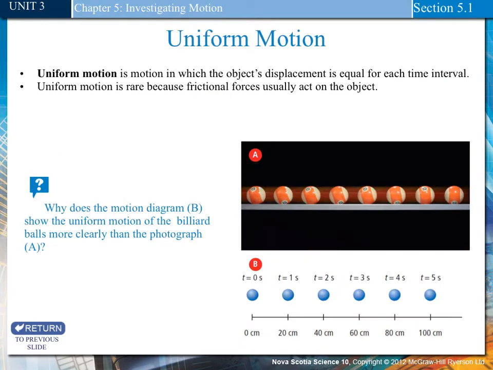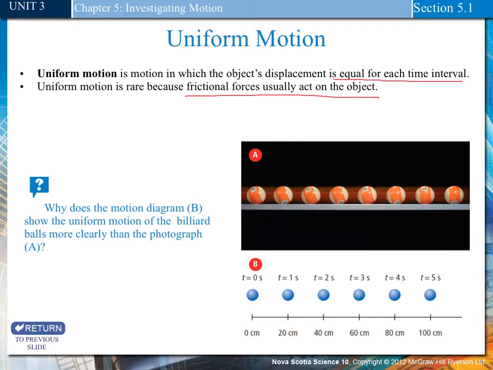Uniform motion. Uniform motion is the motion in which the object's displacement is equal for each time interval. Uniform motion is rare because friction forces usually act on an object.